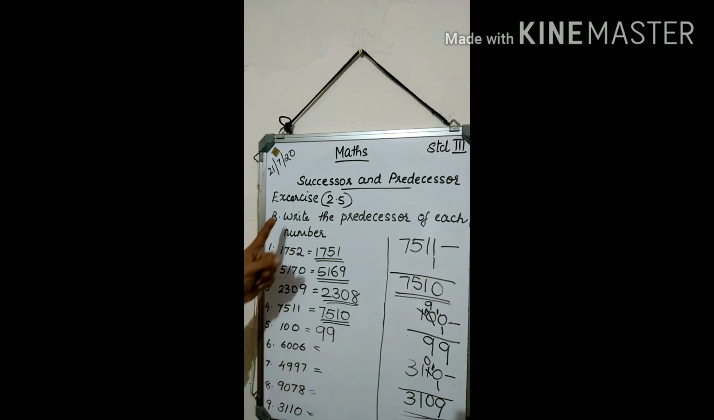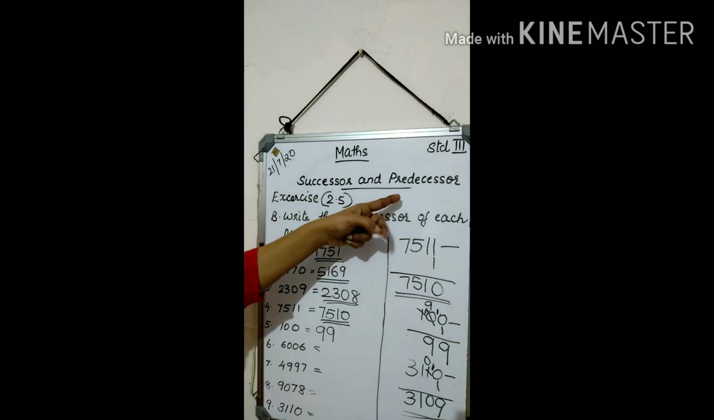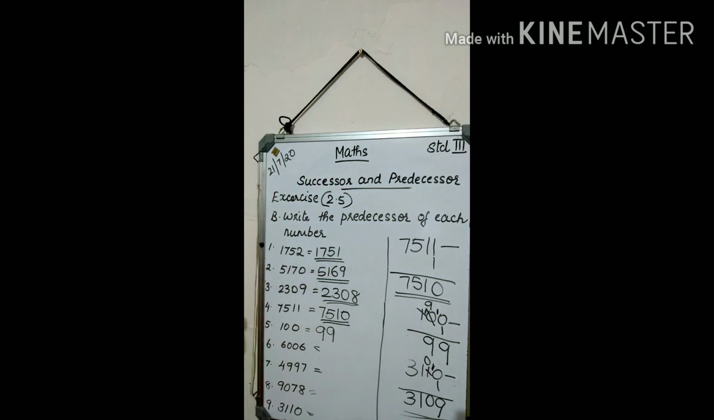So you got the idea what is successor? Adding 1 to the number. What is predecessor? Subtracting 1 from the number. Okay? Then we can go to the next topic.